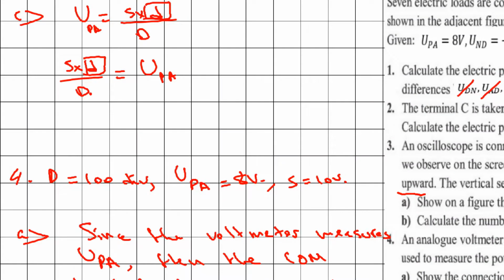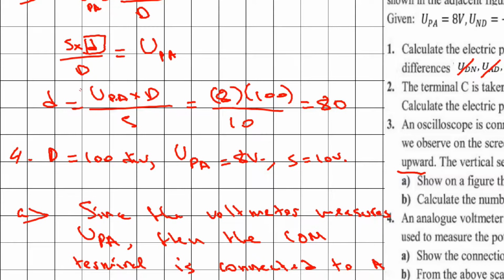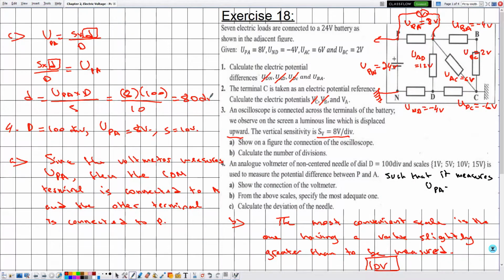Moving capital D to the other side, it will be multiplied. Moving S to the other side, it will be divided. Then d is equal to UPA multiplied by D divided by S. So this is equal to 8 multiplied by 100 divided by 10, so this is 80. Since everything is expressed in SI, this is volt, this is volt, this is division. The volts cancel out, so d is expressed in divisions. So in this case, d is equal to 80 divisions.